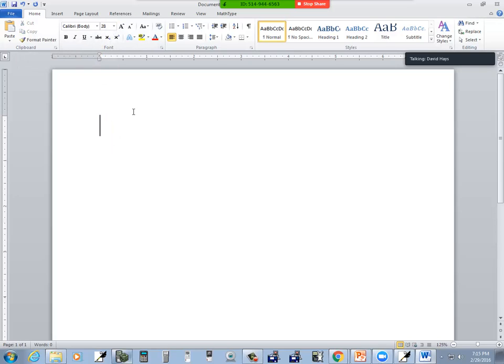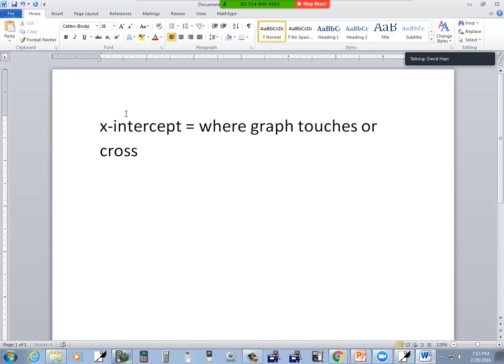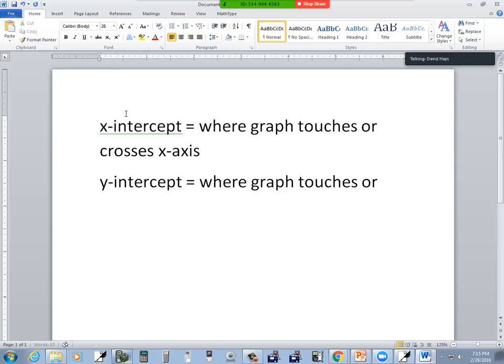Now for our intercepts. The x-intercept is where the graph touches or crosses the x-axis. And the y-intercept is where the graph touches or crosses the y-axis.